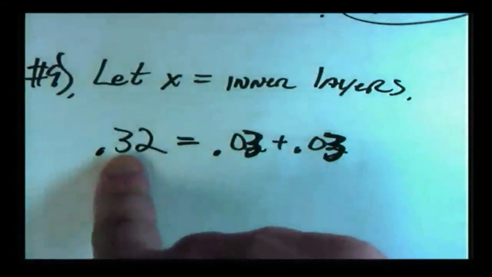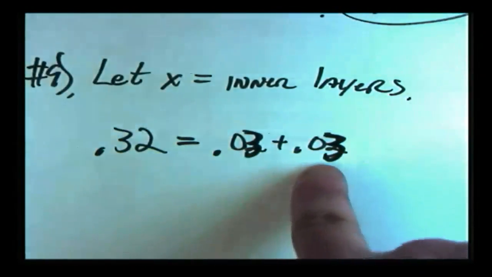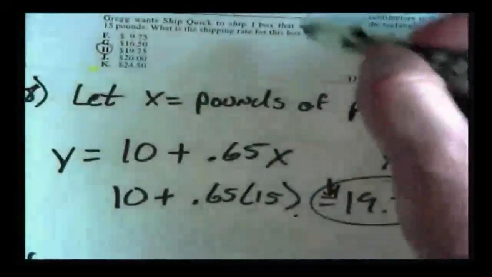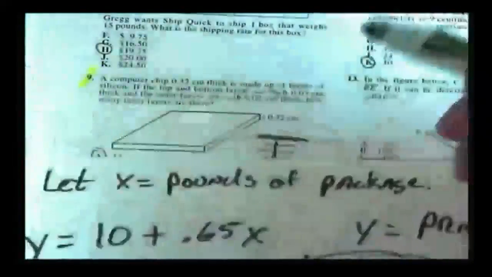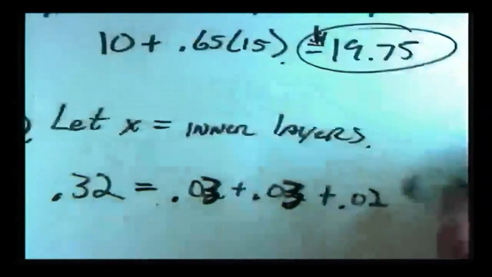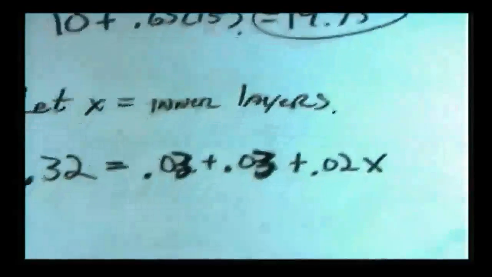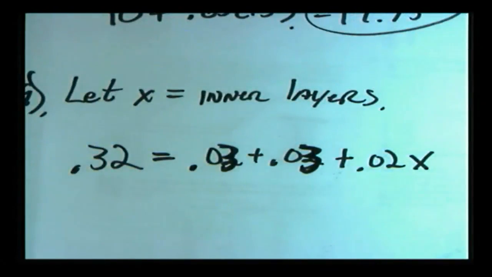So this is the total. This is the bottom layer. There's the top layer. And then we had a bunch of inner layers, and they are 0.02 centimeters thick. And I don't know how many of them I have. That's what I'm supposed to be solving for.